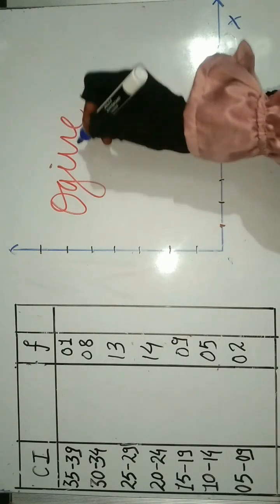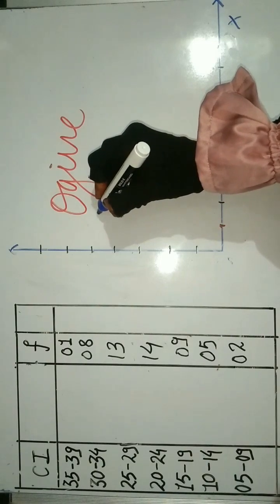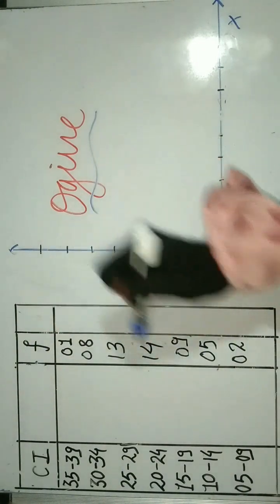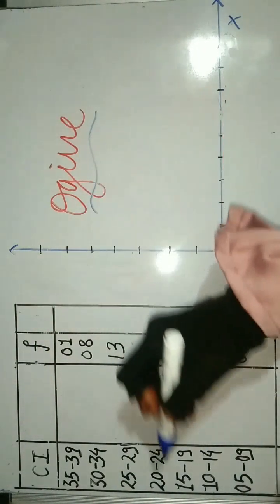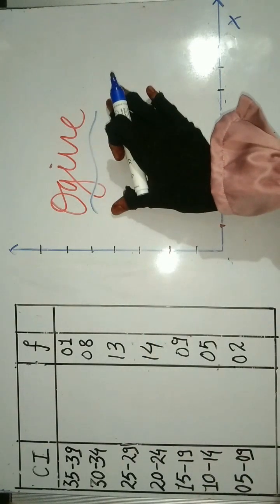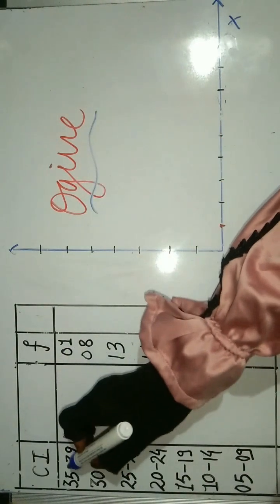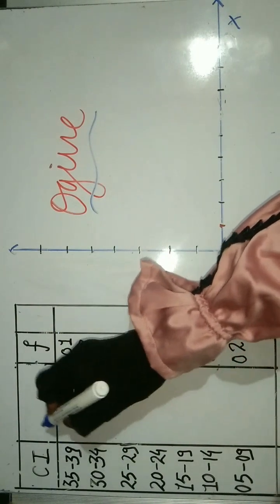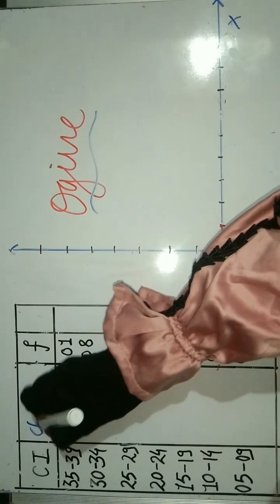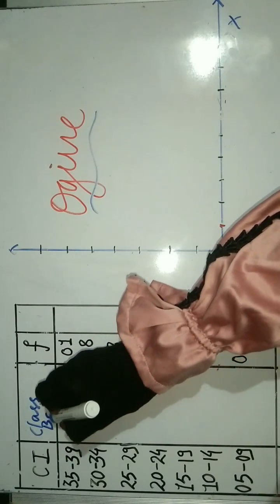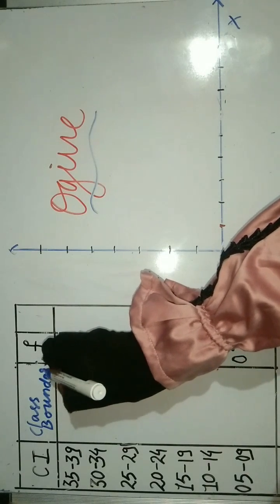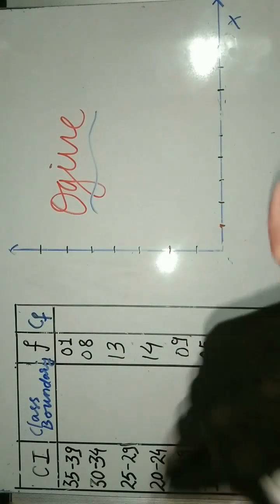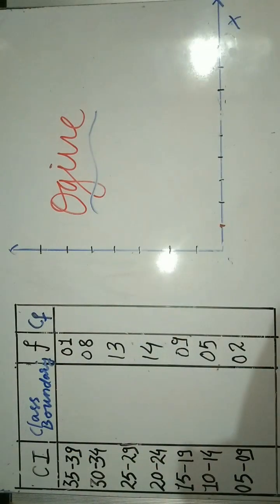In this video we are going to learn how to plot Ogive. Here class intervals and frequencies will be given and we have to plot an Ogive on the basis of this table. Okay, so the table will include two columns. The first column will be of class boundary and the second of cumulative frequency.